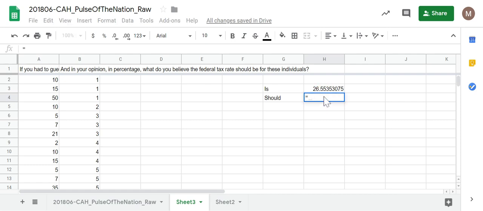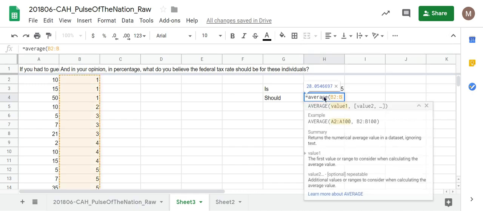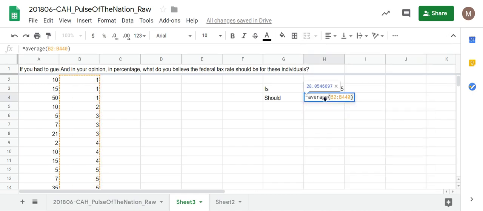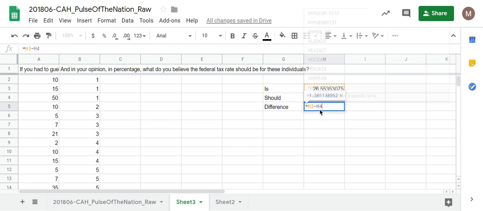They think it should be, equals average column B, B2 colon B440. They think it should be about 28%, for a difference of, this would be box H3 minus box H4, equals H3 minus H4. People think that the tax rate should be about 1.5% higher than they think it actually is. Now here's the question, is that 1.5 a real difference?